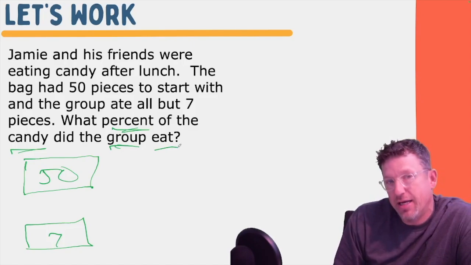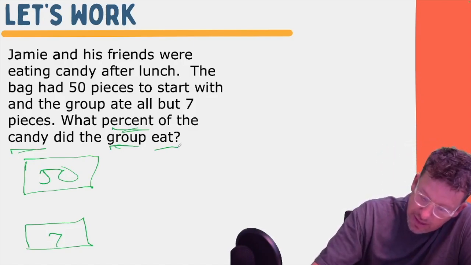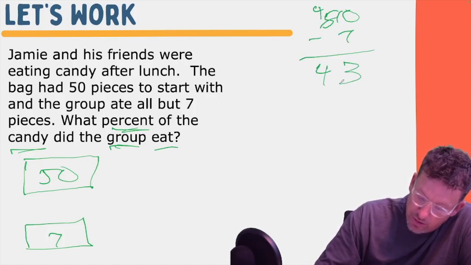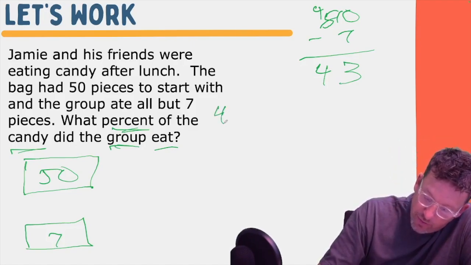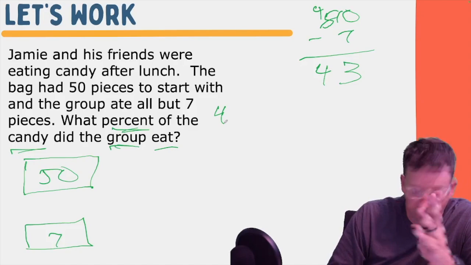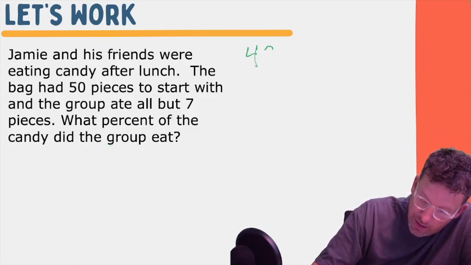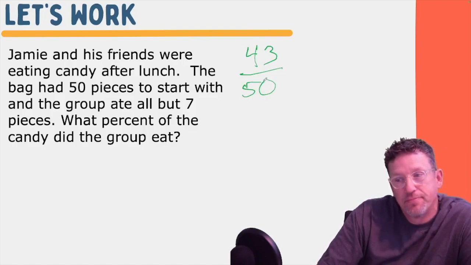Well, how much of the candy did they eat? If they had 50, there's only 7 left. Well, let's go ahead and say, what's 50 minus 7? And that will give us 43. So there's 43 pieces of that candy eaten. And it's 43 what? I'm going to go ahead and remember that number. 43, 43, 43. I'm going to erase the screen. All right. It was 43 pieces of candy out of what? Out of 50.